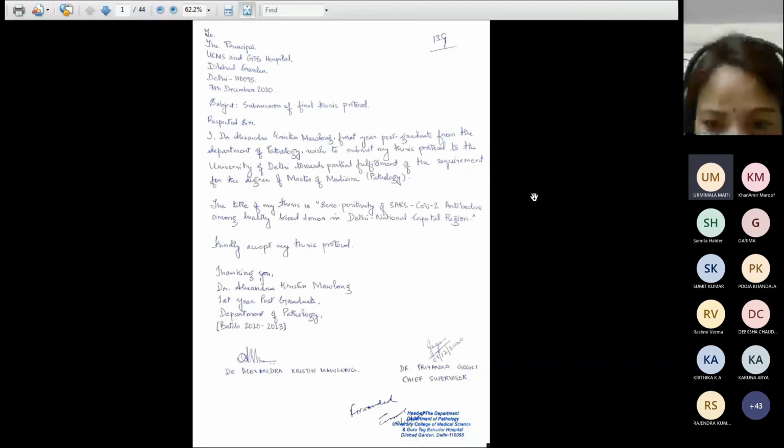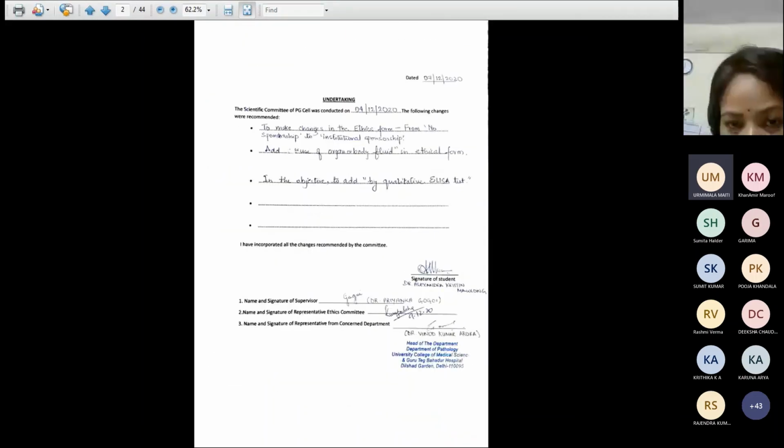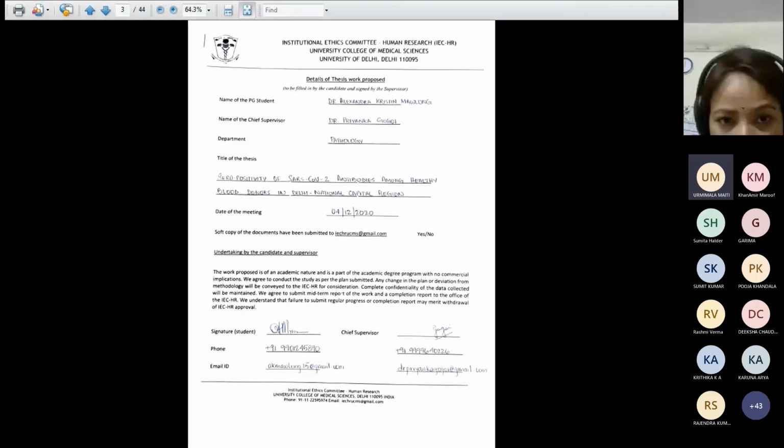So this is basically my PG's IEC form, and as I have mentioned about the checklist, everything is there. You can see this is the covering letter. I'll go through it very fast. This is the undertaking, basically the scientific committee clearance, the second point I was talking about. And then you have this IEC form where the name of the student and all the details are mentioned, the title of the thesis, and the undertaking by the candidate and the supervisor.